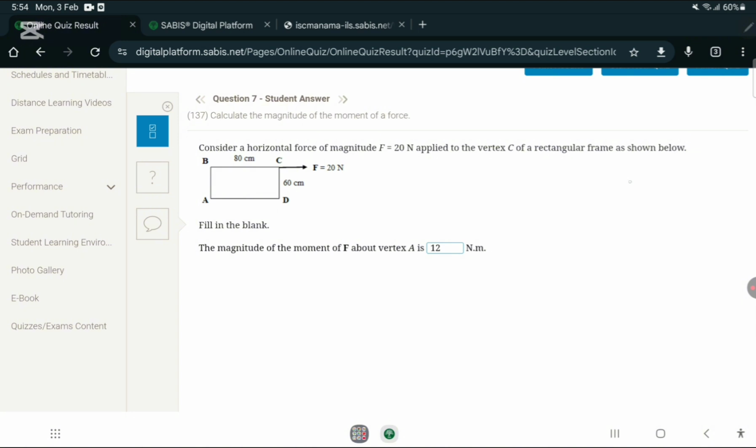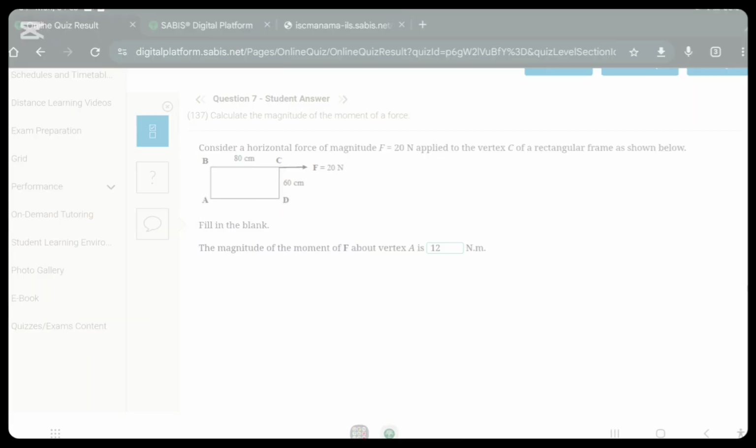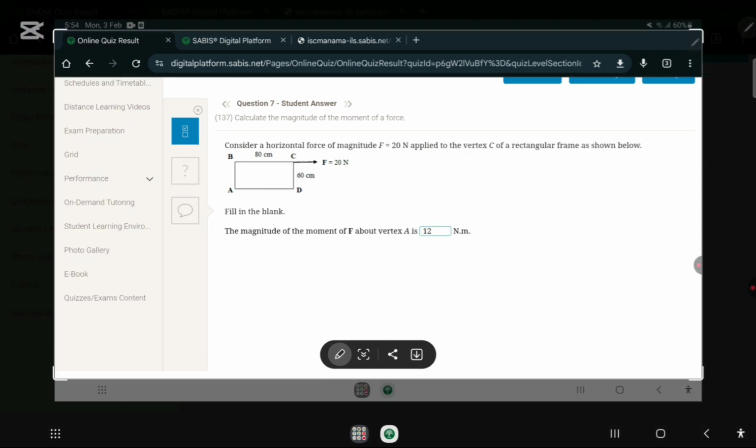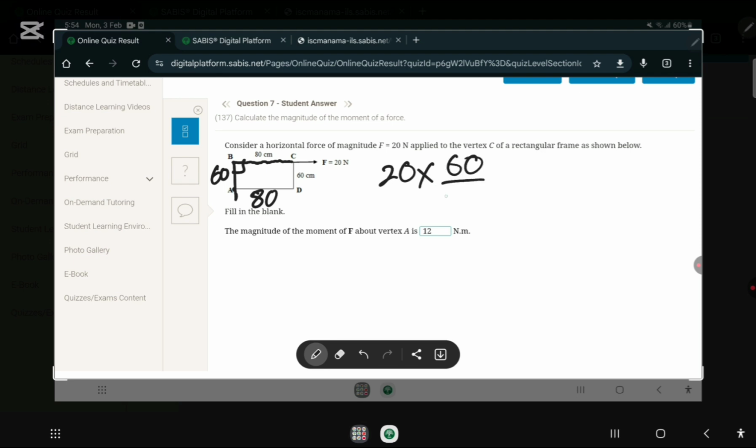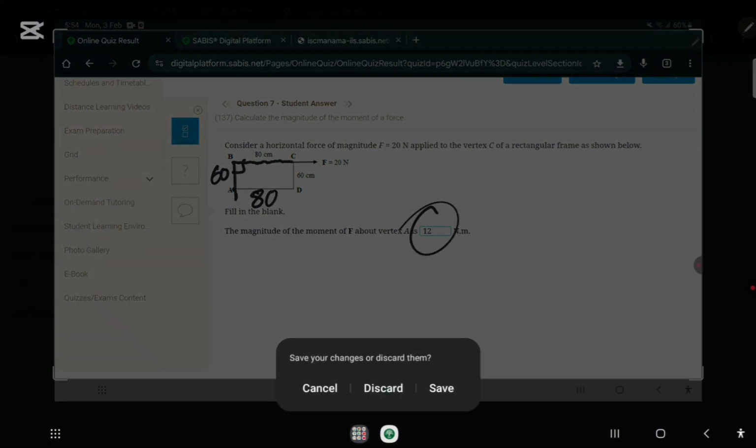Okay, this one is similar to the second question. The moment of F about vertex A, go from here to there like this. The perpendicular distance is going to be 60 centimeters, and they want it in newton meters. So all you need to do is 20 times 60 over 100. Cancel here, cancel here. You get 2 times 6, which is 12. This is the answer. Alright, on to the next.